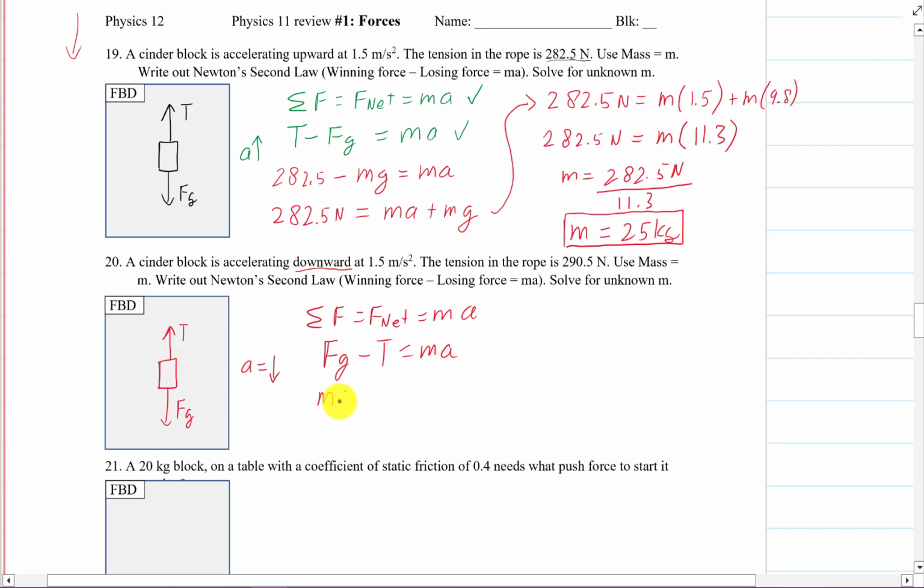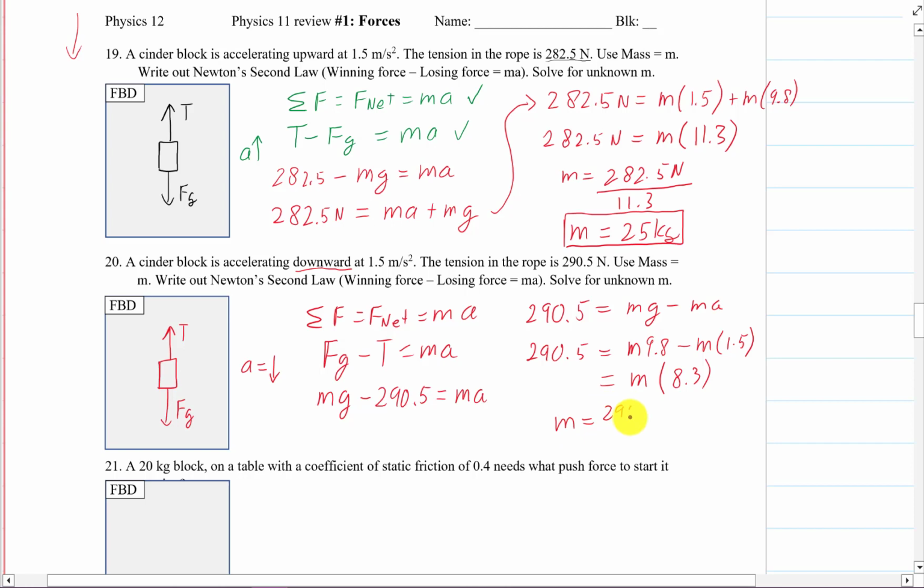Okay, and we still go mg minus the tension, which is 290.5, is equal to ma. We'll take the 290 over to make it positive, and we'll put the ma over there to the other side. So we end up with 290 on one side, and on the other side we'll have mg minus ma. Last time we had plus, this time we have minus. So this is 290.5 is equal to m times 9.8 minus m times 1.5. And that is going to be m times 8.3. So m is going to equal 290.5 all over 8.3. And that mass this time is 35 kilograms.